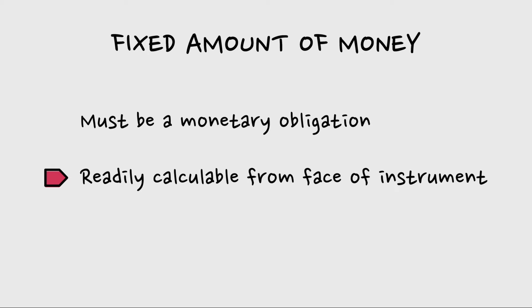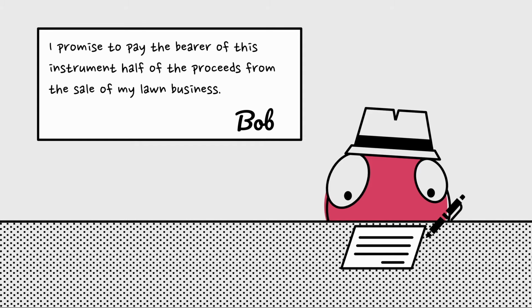So it has to be readily calculable from the face of the instrument. We've got to be able to know what the money is, what is owed, from the face of the instrument. Well, there are some exceptions to that, so to speak, but what we mean is it can't be like this: I promise to pay the bearer of this instrument half the proceeds from the sale of my lawn business. So think about this. We have no way of knowing from the face of that instrument what half the proceeds from the sale of his lawn business are, right? We have no way of knowing that.